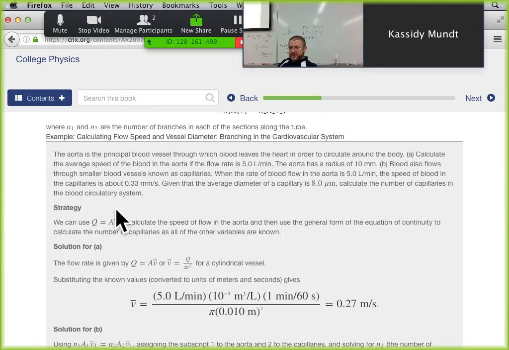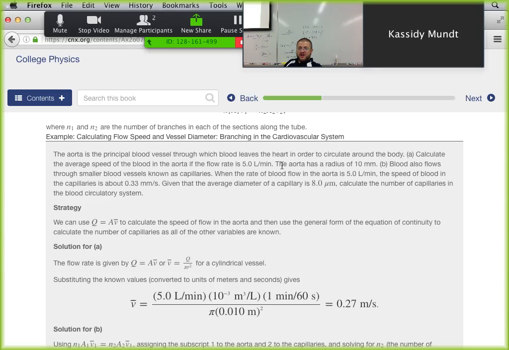So let's do an example like this. We have the aorta, which is the principal blood vessel, and circulates things through the body. Calculate the average speed of the blood in the aorta if the flow rate is 5 liters per minute, and the aorta has a radius of 10 millimeters. Blood also flows through smaller vessels called capillaries. The speed of the blood in the capillaries is 0.33 millimeters per second. Average diameter is 8 microns. Calculate the number of capillaries in the blood circulatory system.